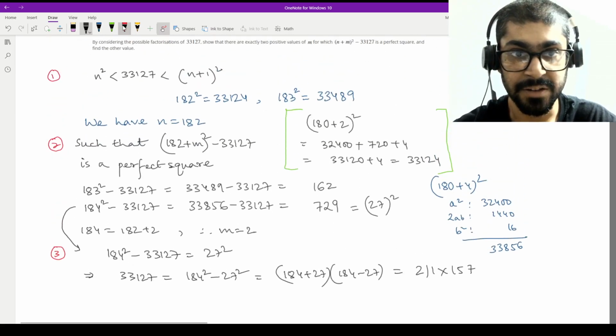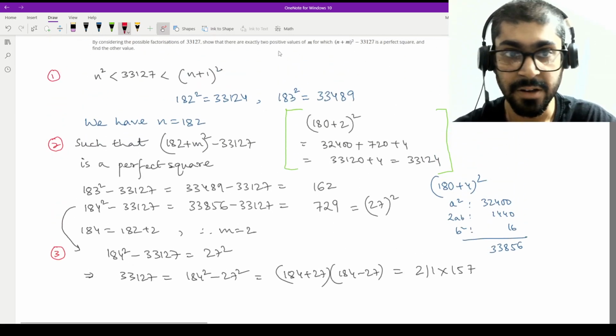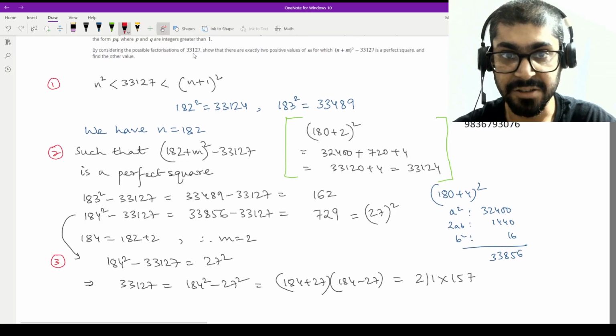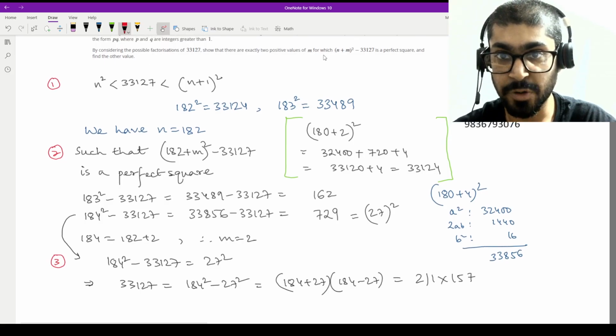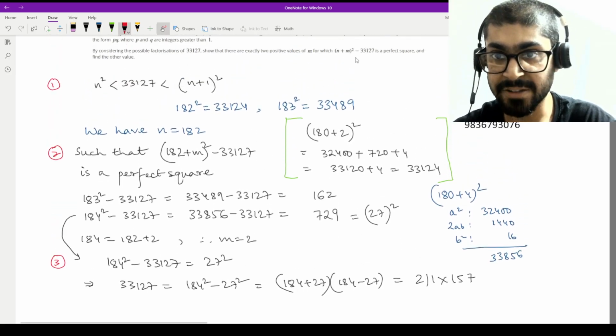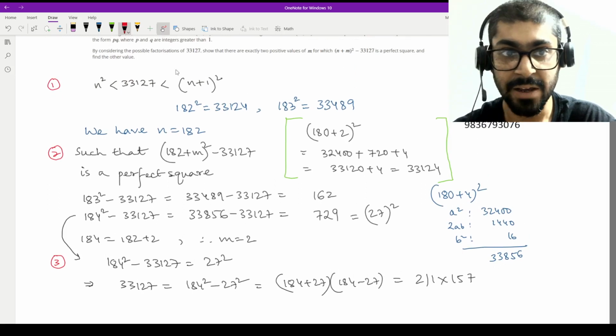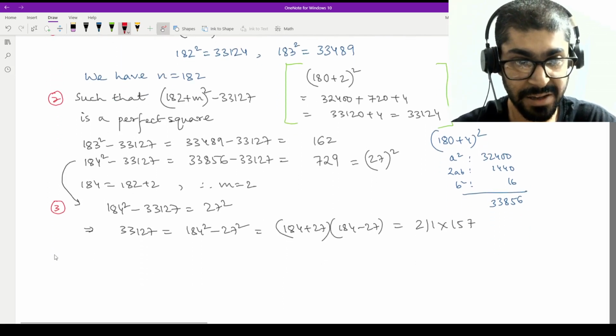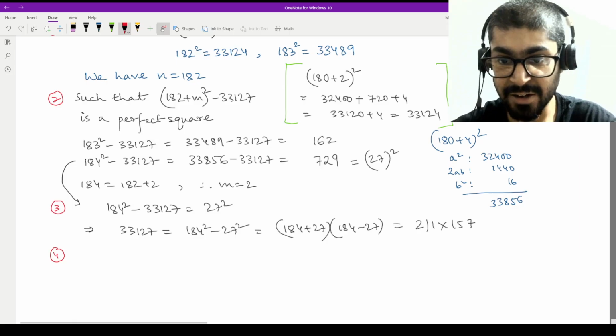Okay. Now, what is the next part? The next part says, by considering the possible factorizations of 33127, show that there are exactly two positive values of m for which n plus m whole square is a perfect square, and find the other value. So 1 we have found out, right? N plus m whole square minus 33127, and find the other value.